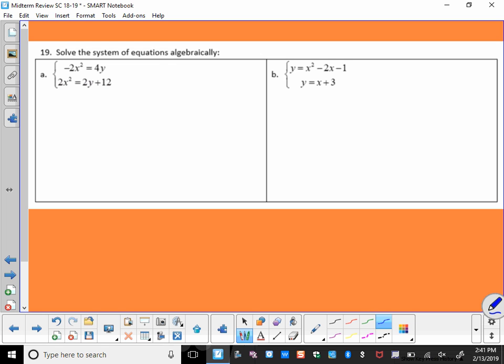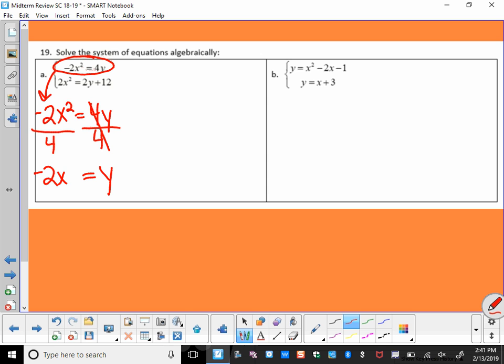For number 19, what you want to do, this is solving system of equations. For some reason, you guys struggle with this one really bad. I'm not too sure why. Since you did 3, all you have to do here is solve for y and plug it in. So take this first equation. Negative 2x squared is equal to 4y. How do I solve for y? So y equals negative 2x squared divided by 4. Alright, that's one y equals.